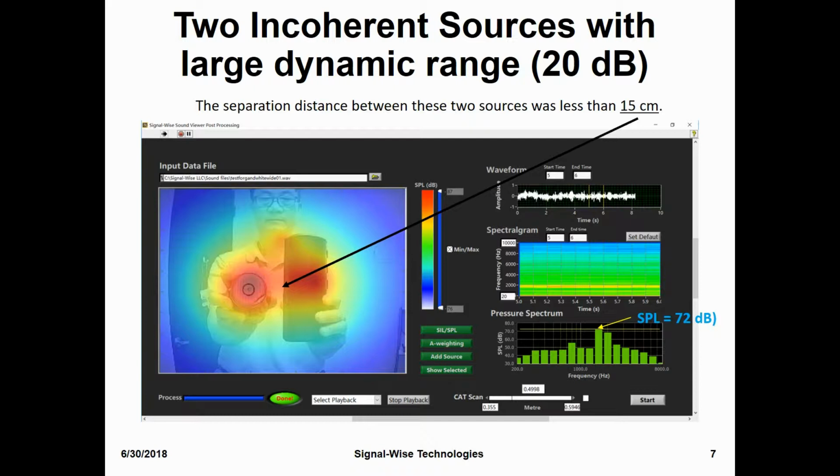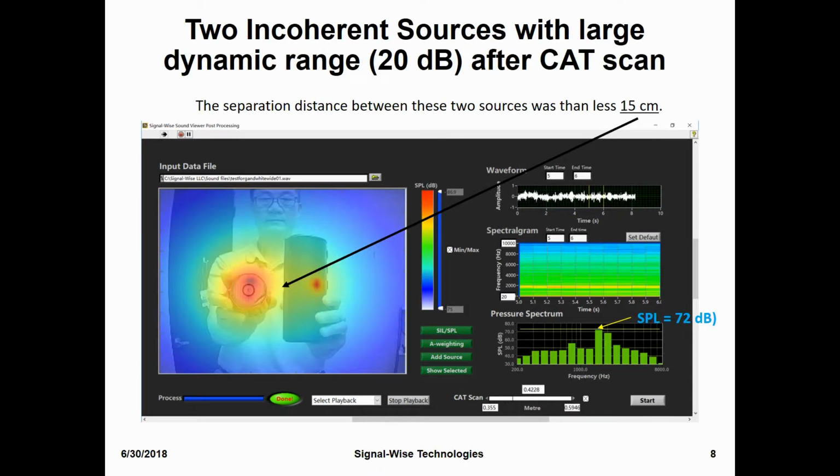Results show that when a separation distance was less than 15 cm, SoundViewer can easily separate them. Those are the results after CAT scan was used, where the resolution of these two sources can be enhanced further.